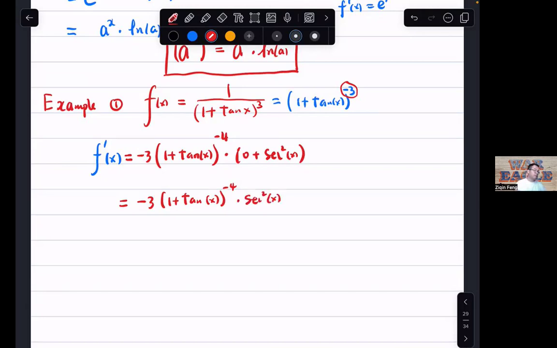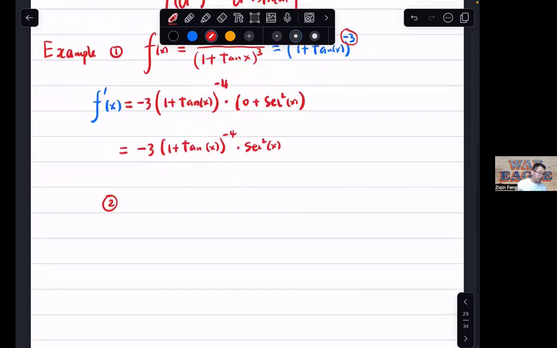Now let's see one more example. Example 2: our function is y equals sine of sine of sine of x. I can see that this is a composition of three sine functions. You have an inner function, another inner function, and an outer function. So you can apply the chain rule in two steps.